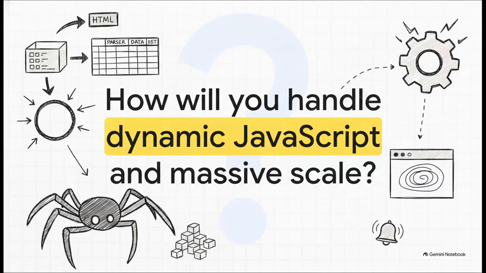And you know what? That limitation perfectly sets the stage for where we go next. Because your scraper might work flawlessly on static pages today, but how exactly are you going to handle invisible, dynamic JavaScript and massive scale tomorrow? That's something to think about.